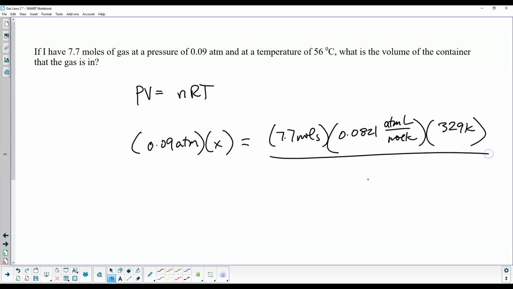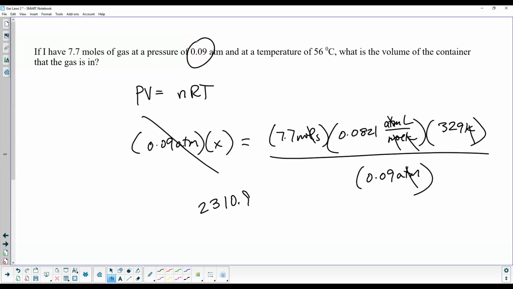All I need to do is solve for X. I need to get it by itself, so I'm going to divide by 0.09 atmospheres. Moles cancel, atmospheres cancel, Kelvin cancels. I'm left with liters. I'm going to take 7.7 times 0.0821 times 329 divided by 0.09. When I do so, your calculator is going to give 2,310.9. However, I'm limited to 1 sig fig because of that number. The answer should be 2,000 liters.